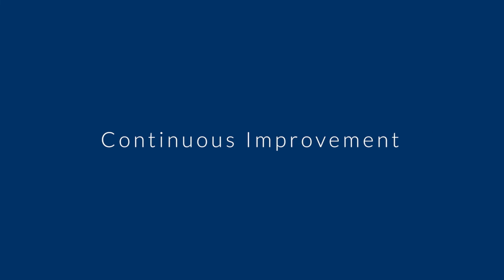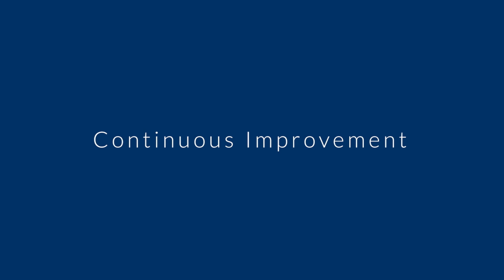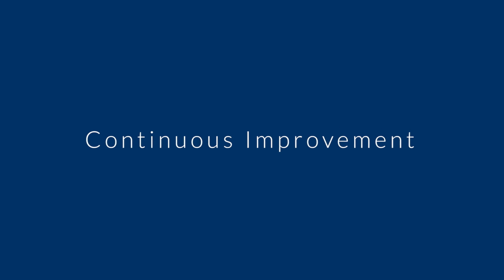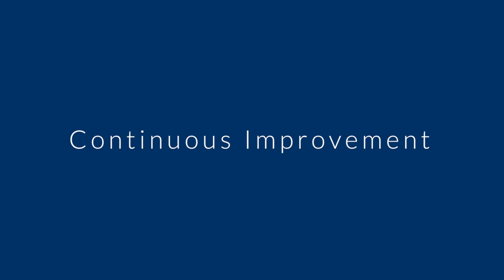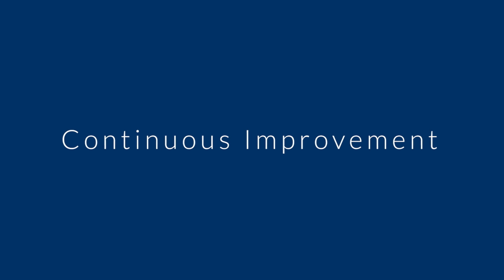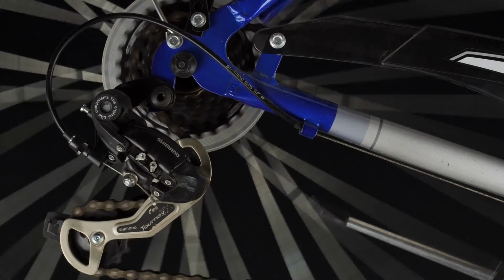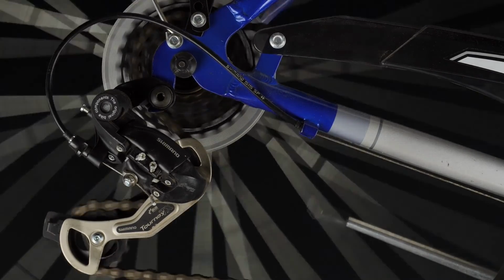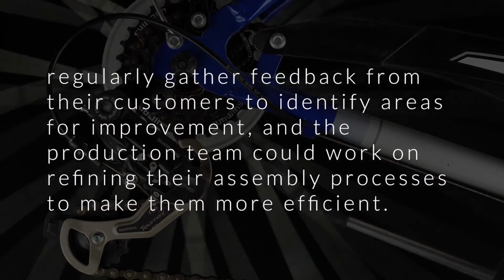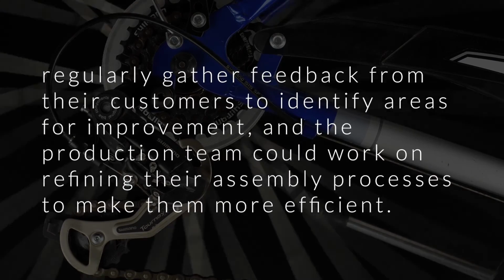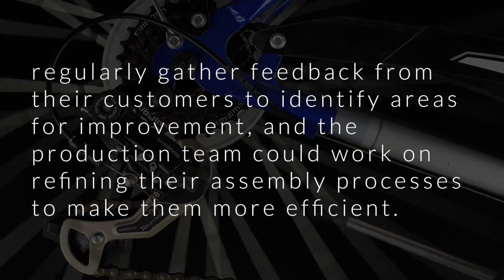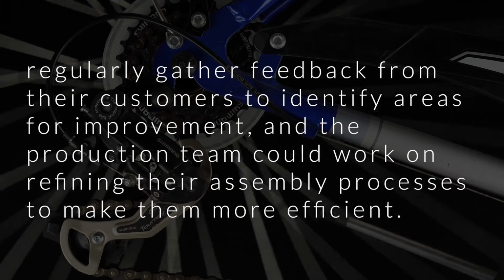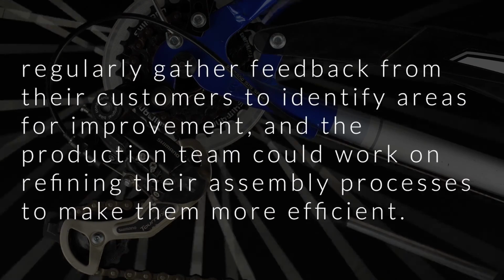Okay, and the 5th principle is continuous improvement. Right, so this could be improving process, reducing defects, enhancing cycle times, finding ways to optimize resource utilization. So in our example, again, our bicycle manufacturing business, we could regularly gather feedback, okay, from customers and identify areas for improvement, and production team could work on refining their assembly processes to make them more efficient. So 5 principles of lean.